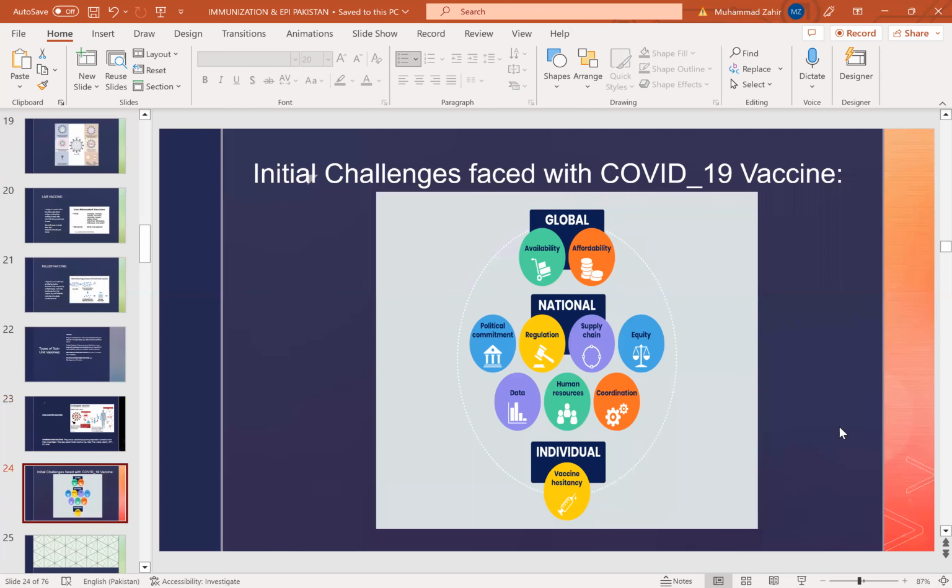Initial challenges faced with COVID-19 vaccines were, basically, globally, first availability and affordability of the vaccines. Then at the national level, there was political commitment, regulation, supply chain, equity, data, human resource, and coordination. These were the challenges at the national level, and at the individual level, there was vaccine hesitancy.